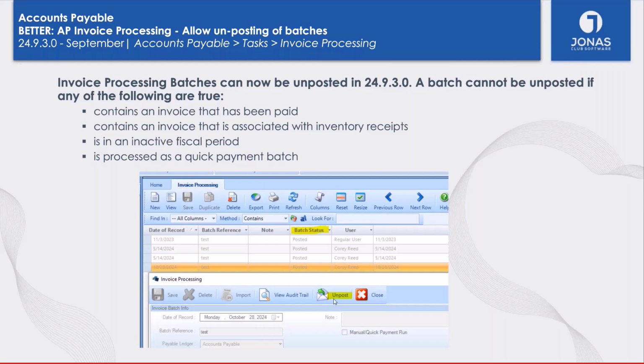So there are some restrictions as to which AP invoice batches can be opened and unposted. Any batch that contains an invoice that has been paid, any batch that contains an invoice that is associated with inventory receipts, an invoice that is posted in an inactive fiscal period, and a batch that has been processed as a quick payment batch. So there are a few restrictions to which batches you can unpost.